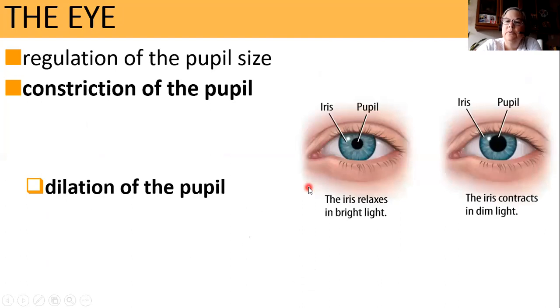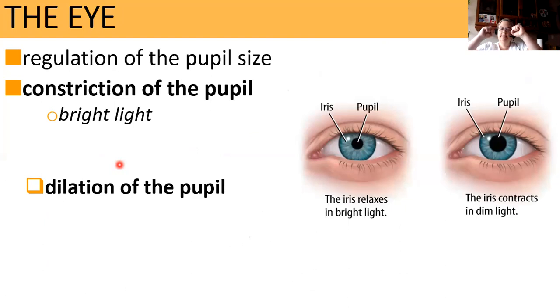Okay, regulation of pupil size. So our iris is in charge of our pupil size. Our pupil will constrict when we're exposed to bright light. So this says the iris relaxes. Remember, that's the muscle. It's relaxing in, and it's contracting out. Relaxing in, contracting out. So the iris is contracting, so the pupil dilates. The pupil's getting bigger when we're in dim light to allow us to see more light.